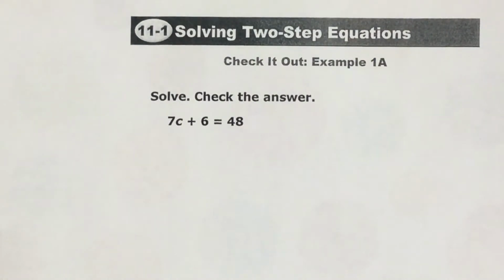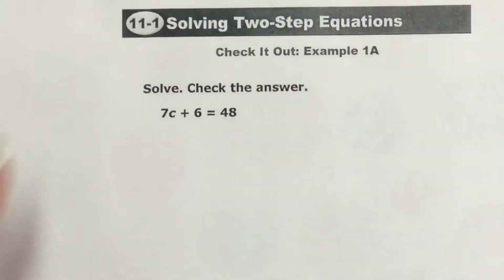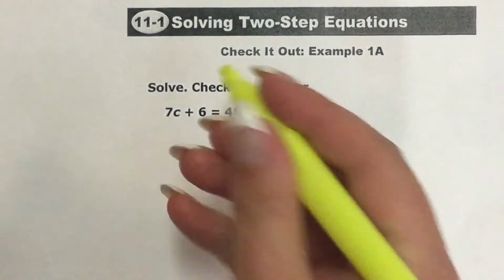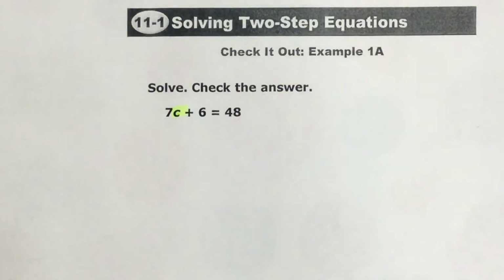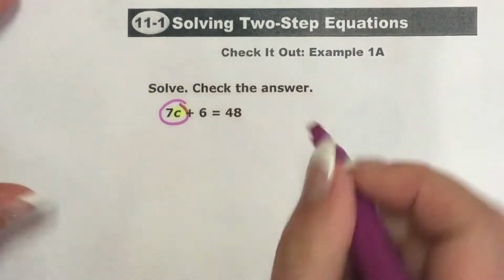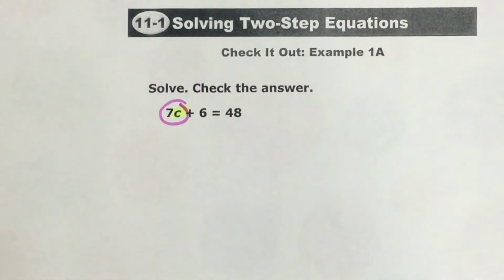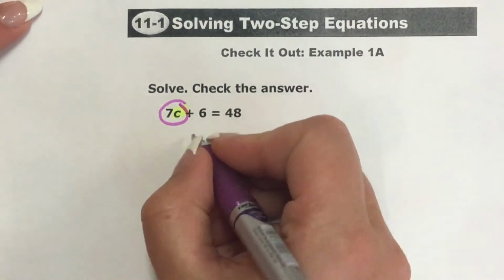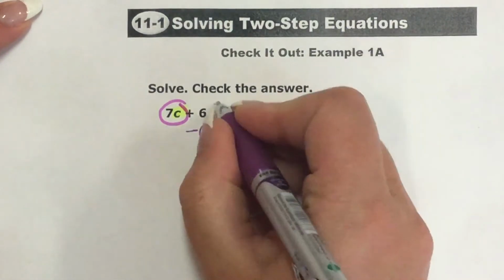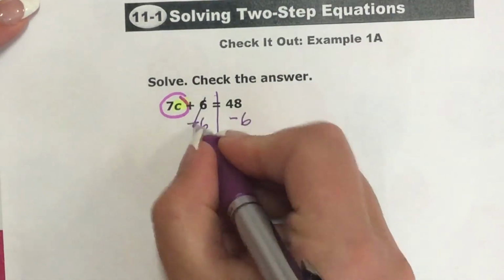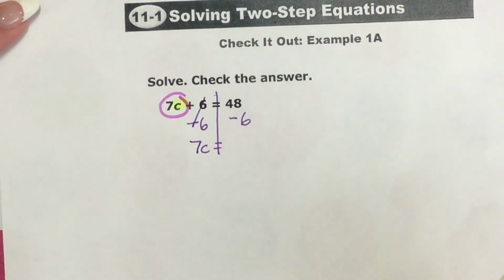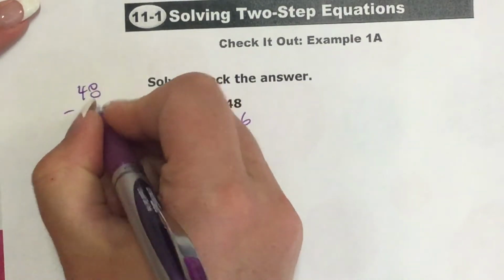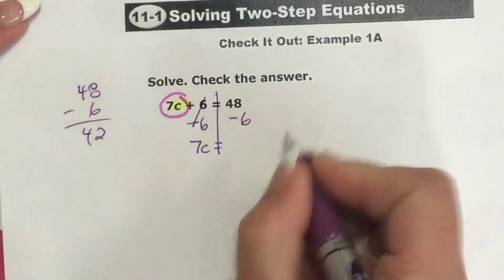All right, we are back. Let's go ahead and see how you did. So we're trying to figure out what C is. We want to get C by itself, but we have this 7 times C plus 6. So this is the part that we have to keep together, and we have to get rid of this 6 first. So the inverse operation of addition would be subtraction. We're going to subtract 6 from both sides. So those cancel. We're left with 7C equals 48 minus 6. What is that? 48 minus 6. That's 8 minus 6 is 2. 42. Okay.